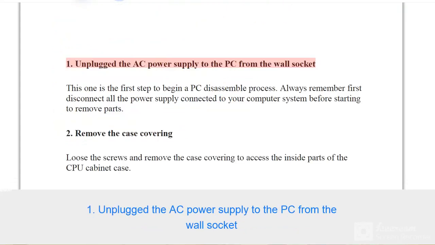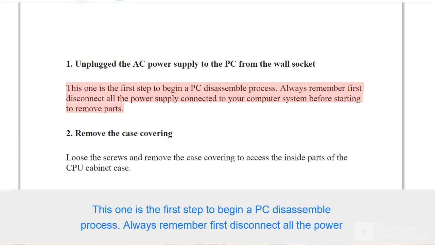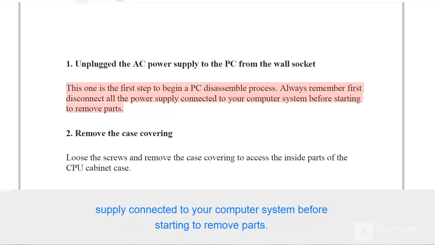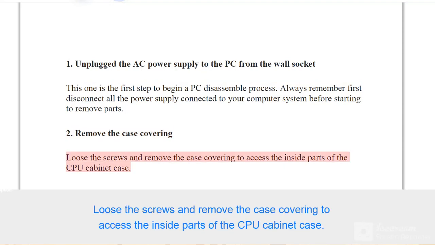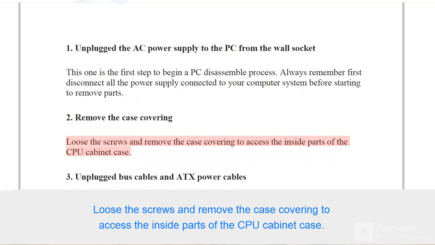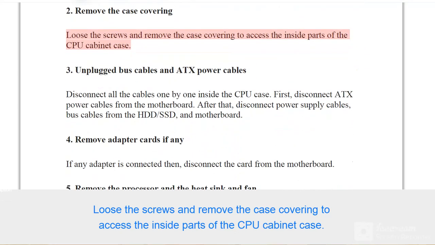1. Unplug the power supply to the PC from the wall socket. This is the first step to begin a PC disassemble process. Always remember, first disconnect all the power supply connected to your computer system before starting to remove parts. 2. Remove the case covering. Loosen the screws and remove the case covering to access the inside parts of the CPU cabinet case.